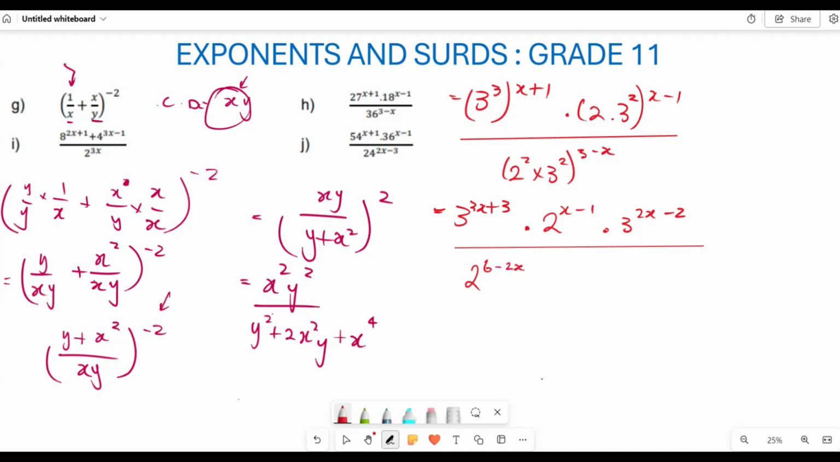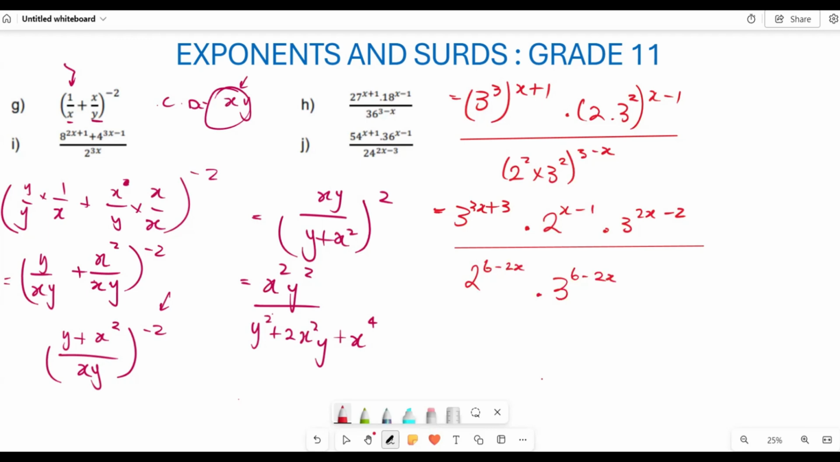Then this is going to be multiplied by, this is going to be the same as 3 to the power of 6 subtract 2x. Are we all fine, right? And after that, what is it that you're going to do? Remember, we are dividing powers of the same base. You are going to subtract the exponents, right? So what is it that you're going to do?